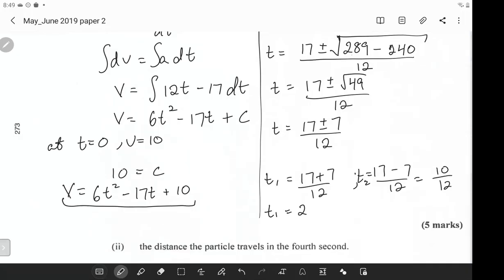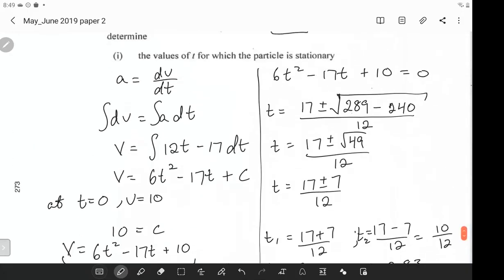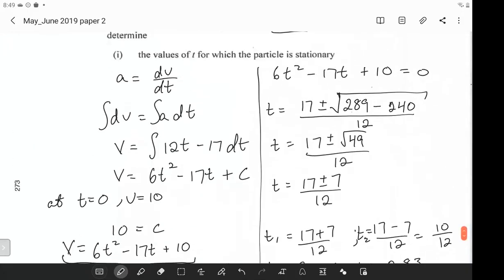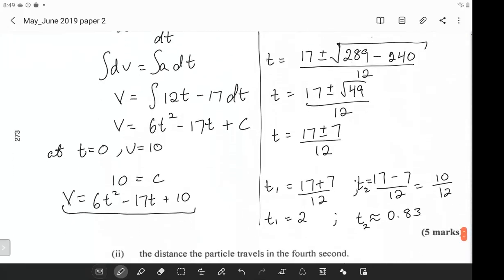So t2 is 10 over 12, and 10 over 12 is approximately 0.83. All right, so at these two times, the particle is stationary. Now notice that this was clearly factorable, right? Because of the perfect square under the square root, that was factorable, but it would have taken a bit longer to find the sum of roots, product of roots, etc.